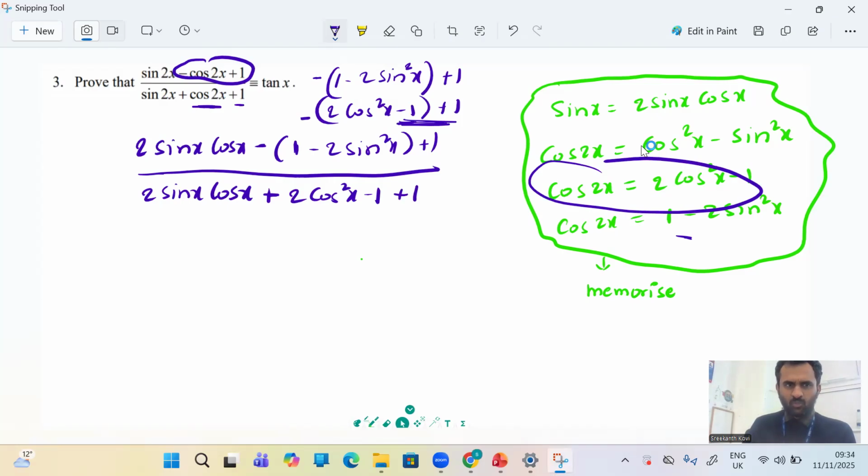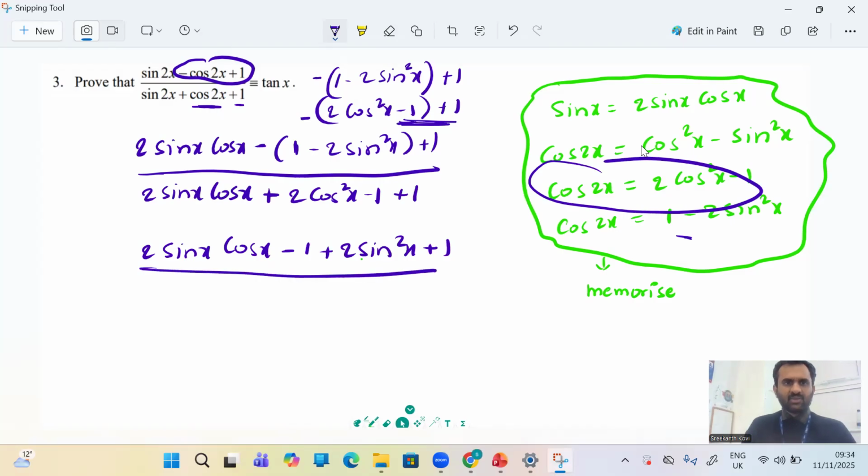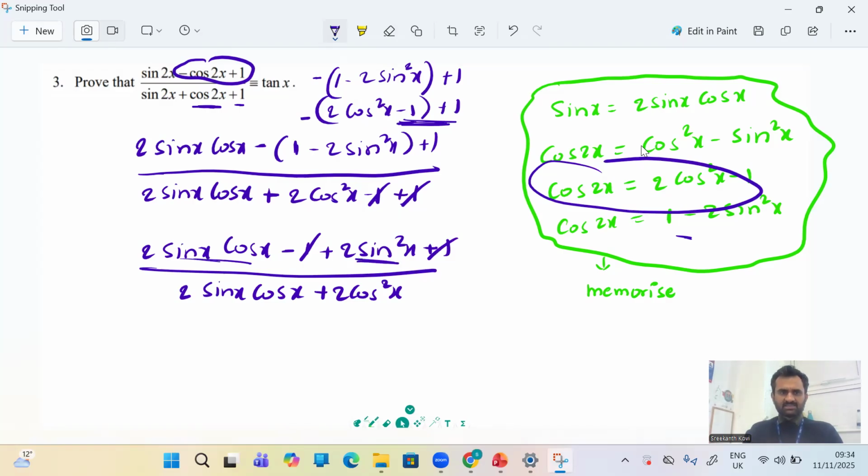And when you open these brackets, you have 2 sin x cos x. And if you open the brackets, which is minus 1 plus 2 sin square x plus 1, divided by, you can eliminate this part. So you have 2 sin x cos x plus 2 cos square x. And now, again, you eliminate this part. If you see here, you have 2 sin x cos x and 2 sin square x.